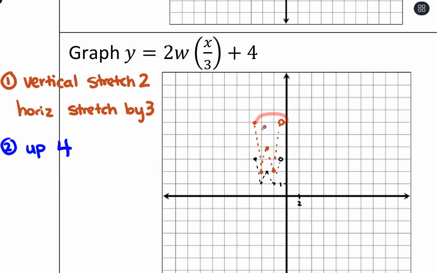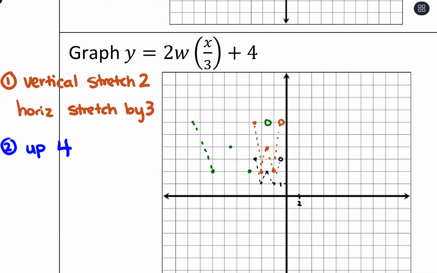So where I have 5 units here, I now want to go to 15 units. So I'm going to go 2, 4, 6, 8, 10, 12, 14, 15. Where I'm at 4 units, I want to go 2, 4, 6, 8, 10, 12. And then where it's at 3 units, I now want to be at 9. So 2, 4, 6, 8, 9. Whereas at 2, I now want to be at 6, so 2, 4, 6. And then where I'm at 1, I'd want to be at 3.